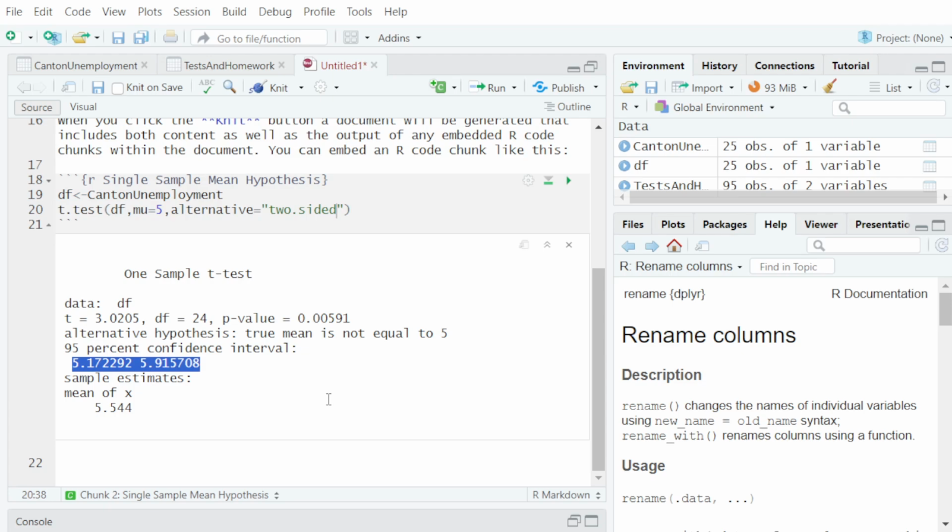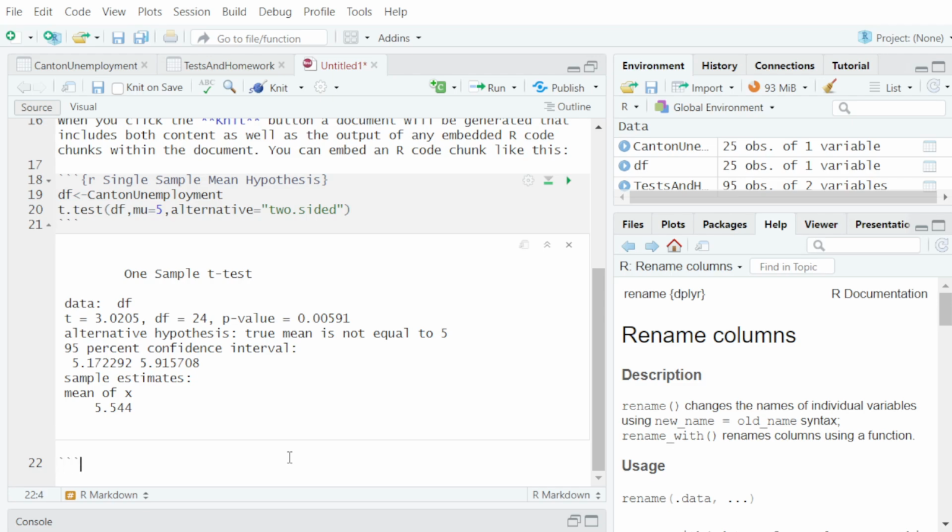And then finally, the sample estimate says the mean of x. Since we only have one variable in there, this would be, in our case, the Canton unemployment rate. So the mean in the sample was 5.544. So that is how we do a one sample t-test for means, just a couple lines of code, and that's it.